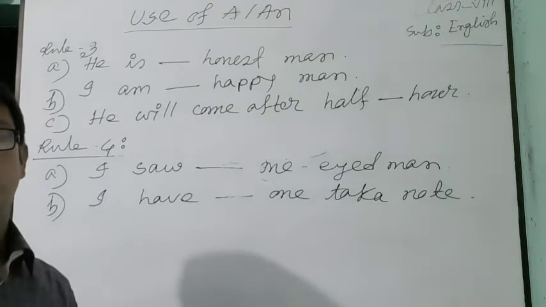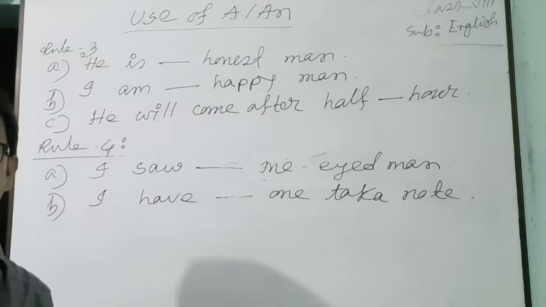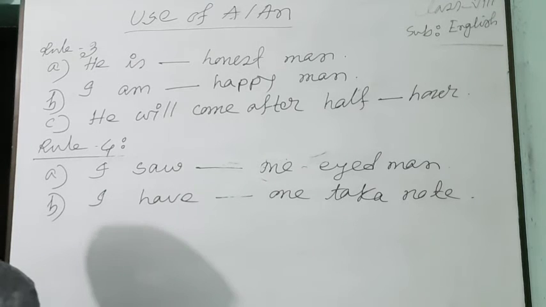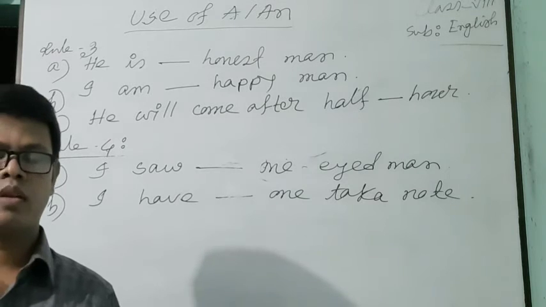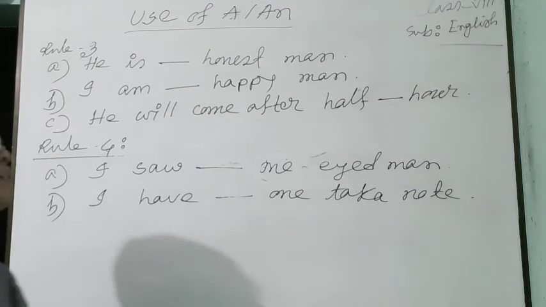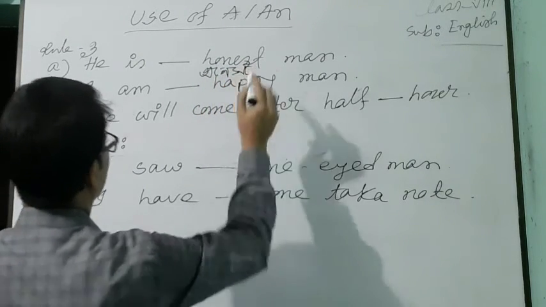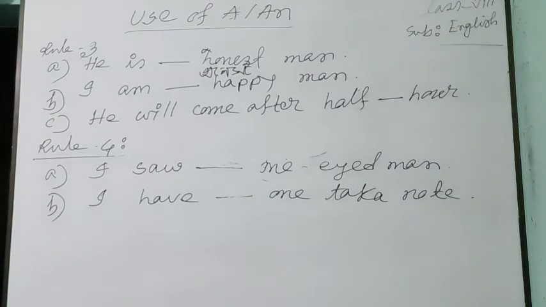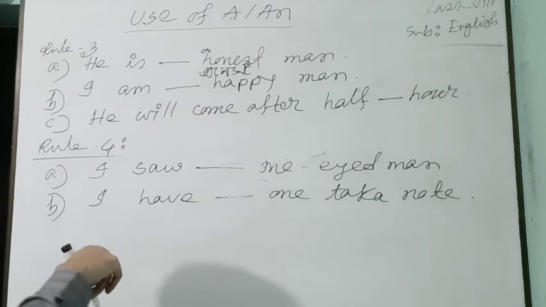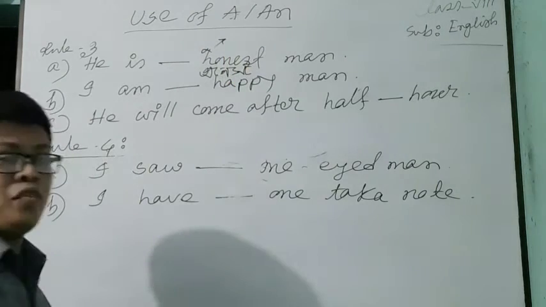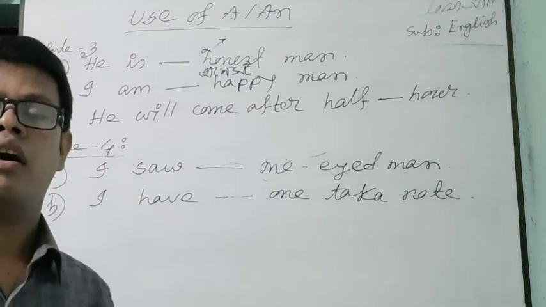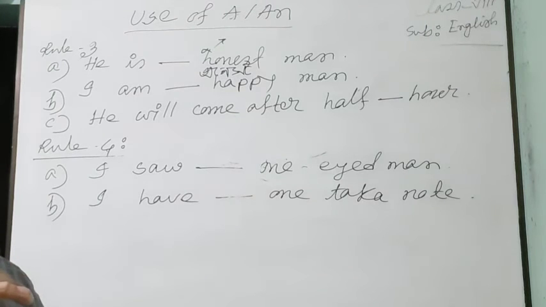If you find a word beginning with H, and H sounds 'ha', it will take 'a'. But if H is used as a silent letter, it takes 'an'. Honest: here H does not sound 'ha'. It sounds like O. That is, H is a silent letter. If H is used as a silent letter, we should use 'an' before it.